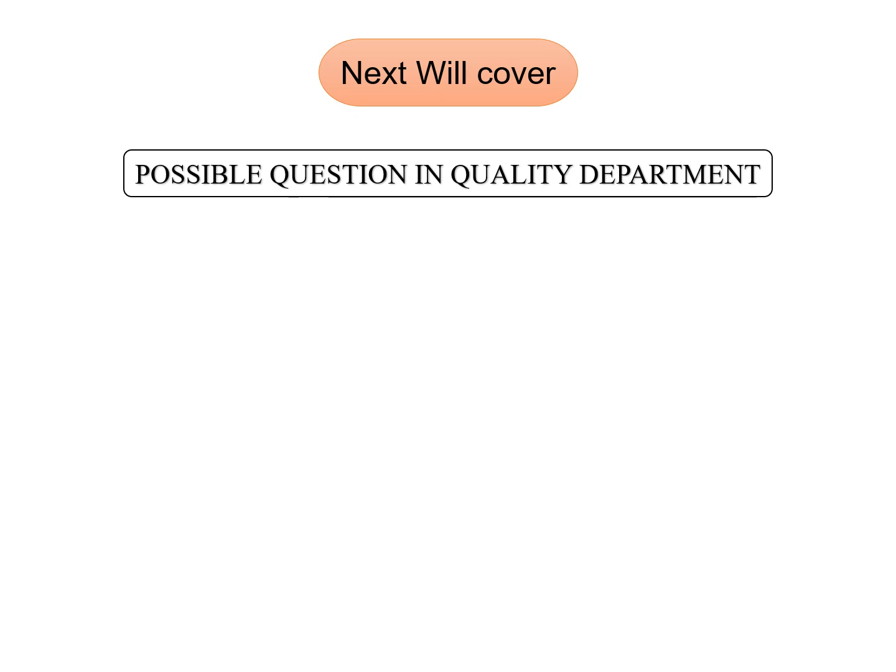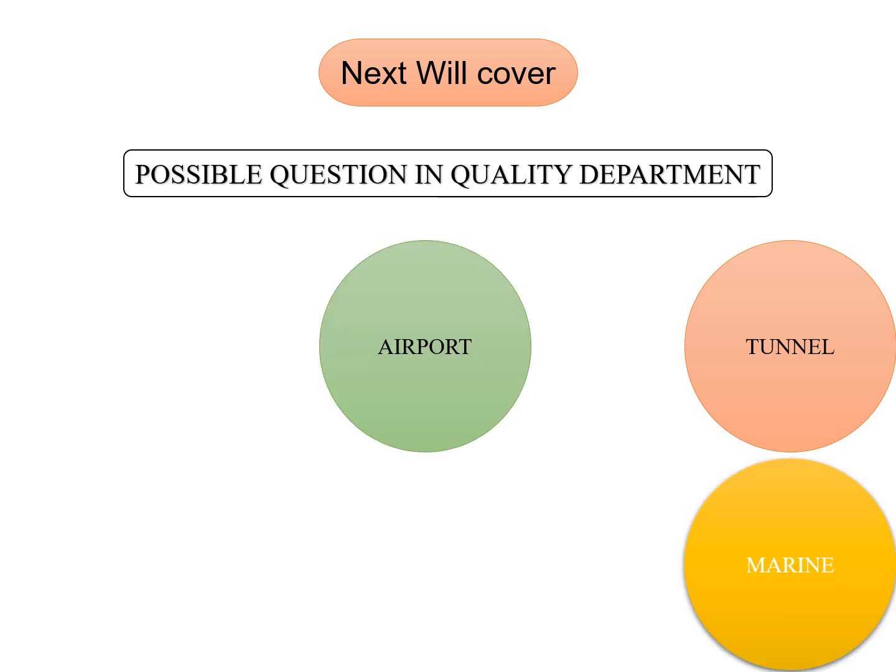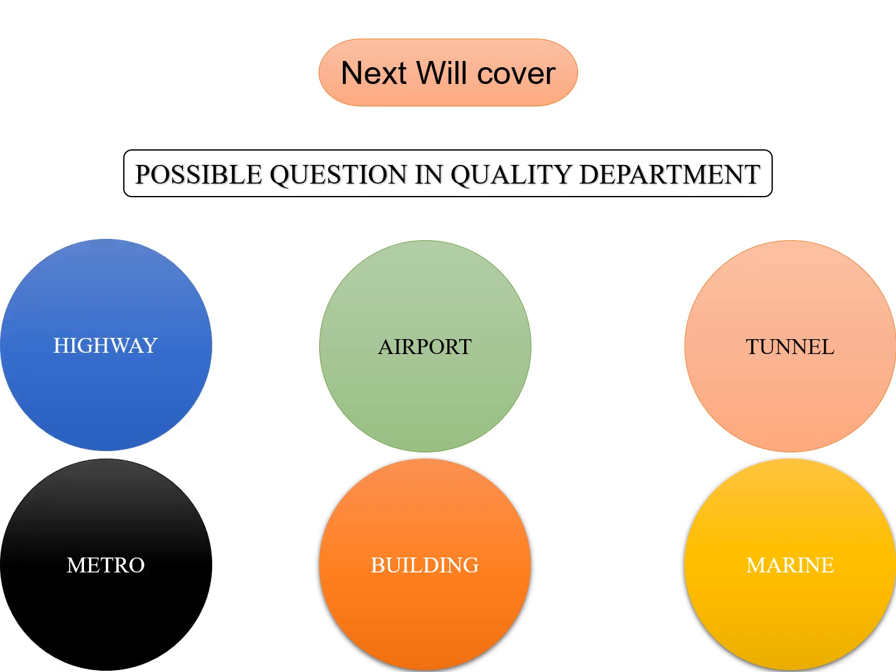In the next module, we will be covering the possible questions in the quality department related to tunneling, airport, marine, buildings, highways, and metro projects. Under each type of business, we will try to address some of the typical questions you generally get, some logical or tricky questions where the chances of being misled in answers are high, whether it is soil, bitumen or concrete. We will discuss various questions in terms of bituminous materials, soil and aggregate, and concrete.